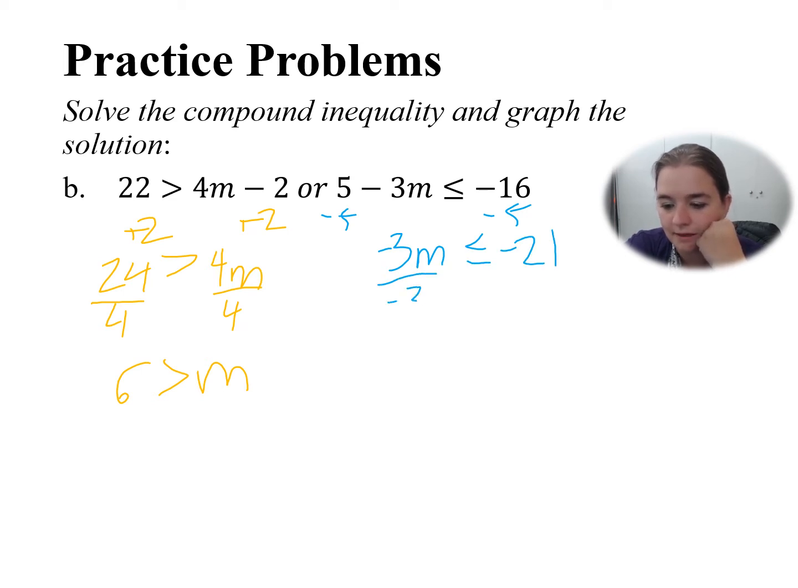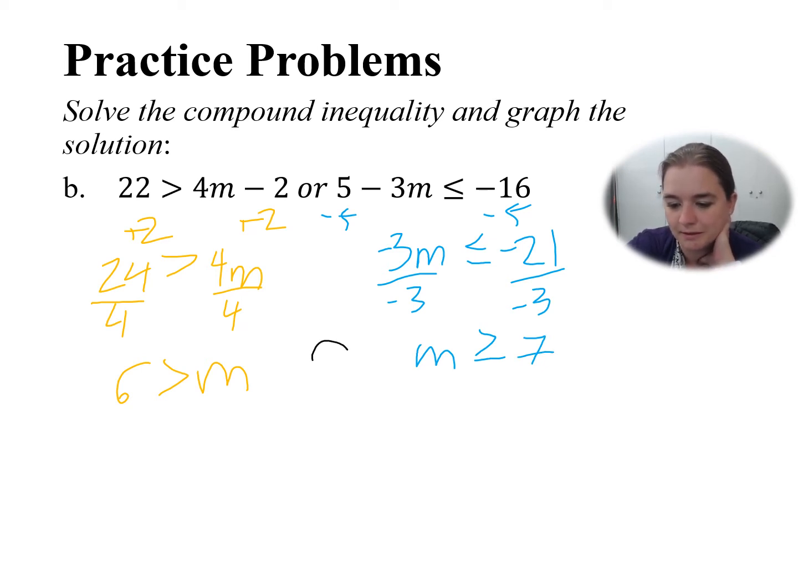Well, then I need to divide by negative 3, but when I'm dividing by a negative number, my symbol needs to flip. Ooh, that's a messy flip. Let's try that again. My symbol needs to flip. Now I have m is greater than or equal to 7.